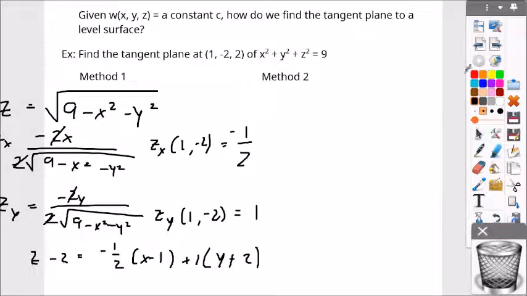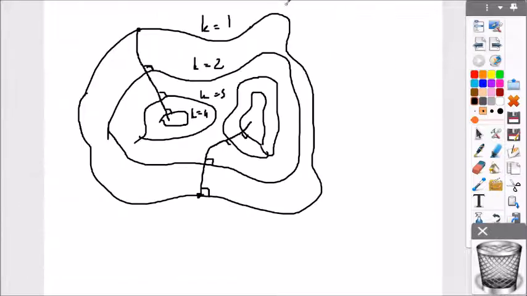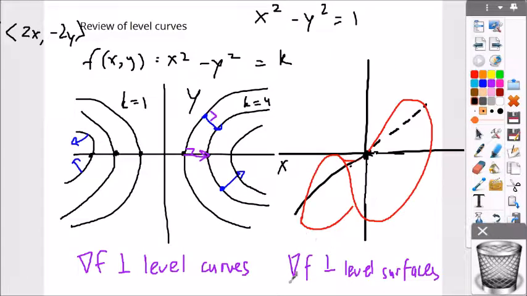So what about method 2? How do we find method 2? Well, we did talk about the gradient vector, the gradient of f being perpendicular to the level surface. So if the gradient of f is perpendicular to the level surface, how can we get a tangent plane for the level surface? The tangent plane to a level surface, what do you need for a plane? You need a point, right? And you need a normal vector.